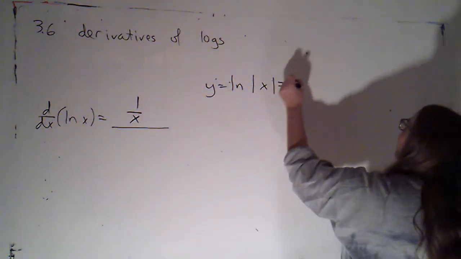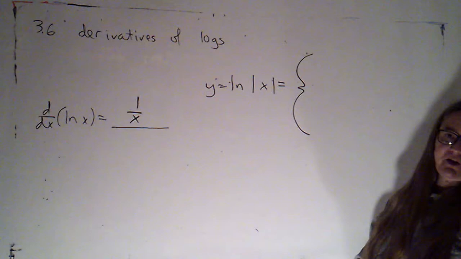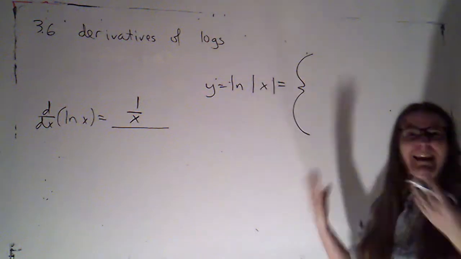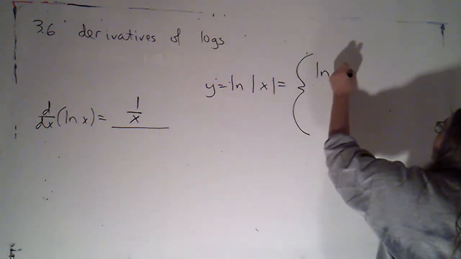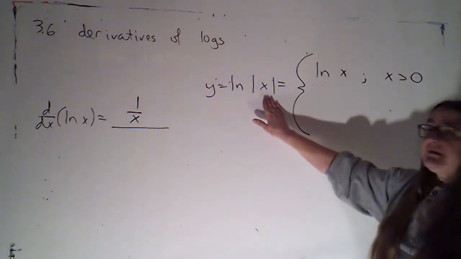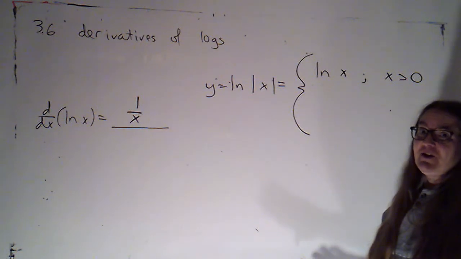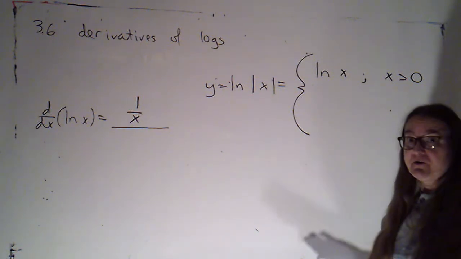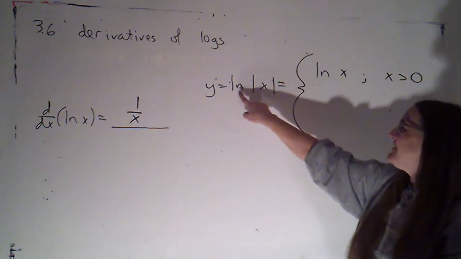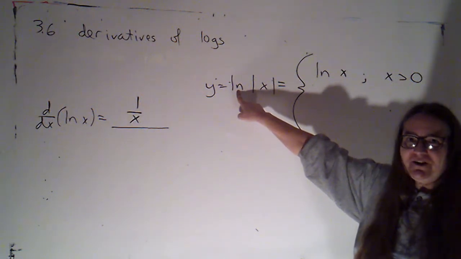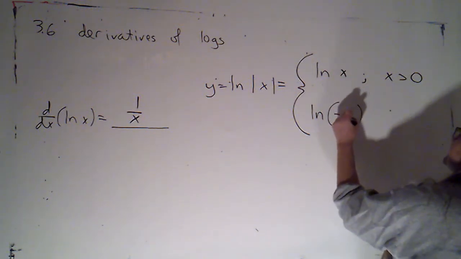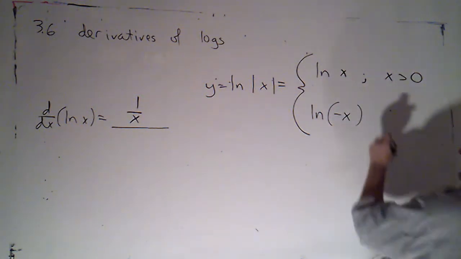Okay, now I can write that as a piecewise function, because I know that if x is positive, the absolute value of x is just x. So this will be the natural log of x if x is positive. If x is 0, that's not in the domain of this function because I cannot take the natural log of 0. But if x is negative, taking the absolute value makes it positive so that I can plug it into the natural log function. And I know if x is negative, then I can replace the absolute value of x with the opposite of x.